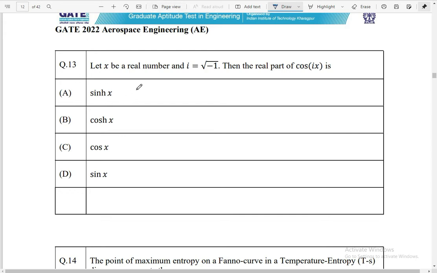So the question number 13 is: let x be a real number and i is equal to under root minus 1, that is the complex number, and then the real part of cos ix is.